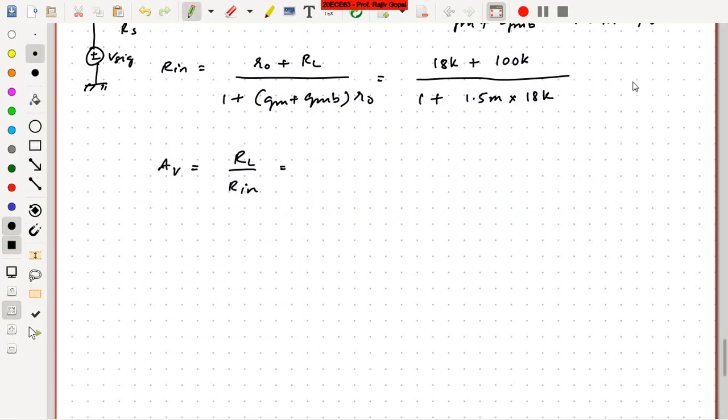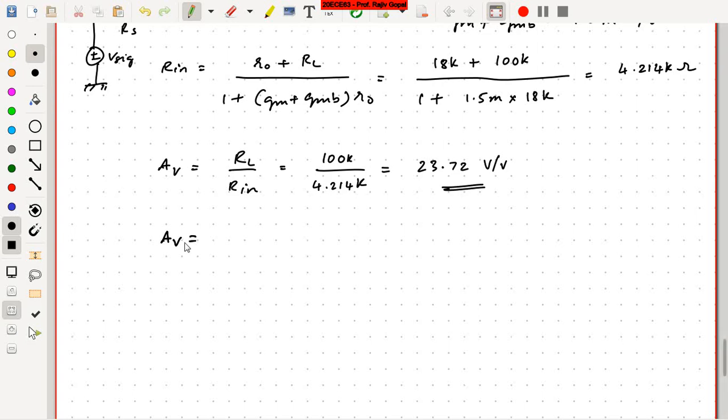So Rn value here is 4.214 kilo. So AV is RL, which is 100 kilo, divided by 4.214 kilo. Okay, so that should give me 23.72 volts per volt. Remember here this amplifier is a non-inverting amplifier. So obviously we will not have any negative sign associated with AV. Correct. So this is AV.